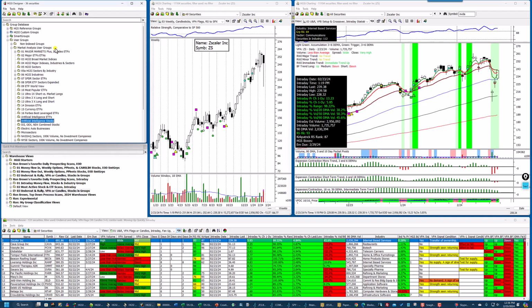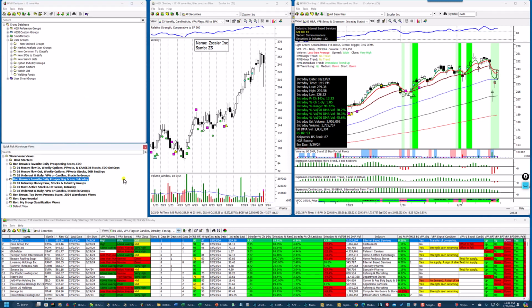But let me work with the intraday scans today, and I think I'll concentrate on the undercut and rally, and then I can look at the others maybe if I have time today. If not, I'll do those in other videos. I just don't like to make the videos extremely long. So let's look at my layout here.